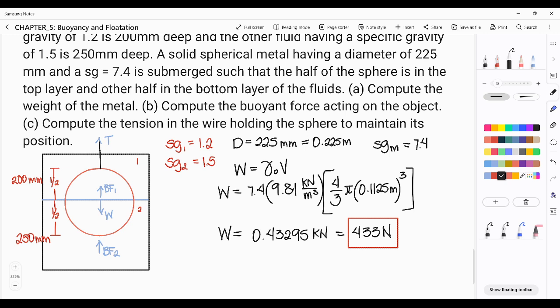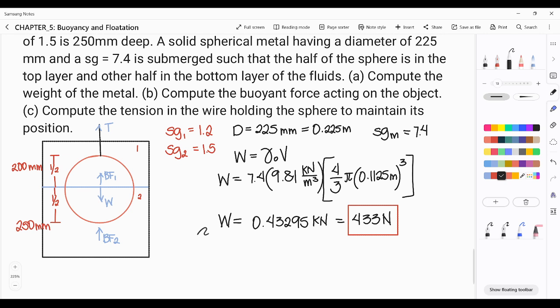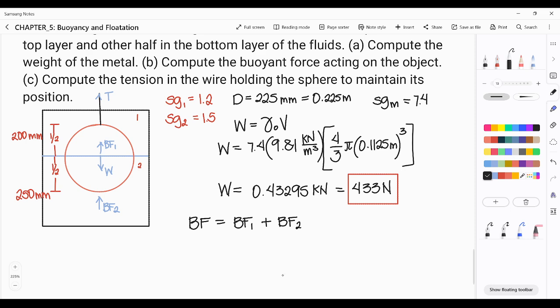So, ngayon, let's compute the buoyant force. Buoyant force 1 muna. The buoyant force acting on the object is simply equal to the buoyant force exerted by fluid 1 plus the buoyant force exerted by fluid 2. And note that the spherical metal natin dito, half of the sphere is nasa fluid 1 and half of the sphere is in fluid 2. So, anong gusto nyo? Diretso natin? Or kunin natin separately? Sige, separately na lang.